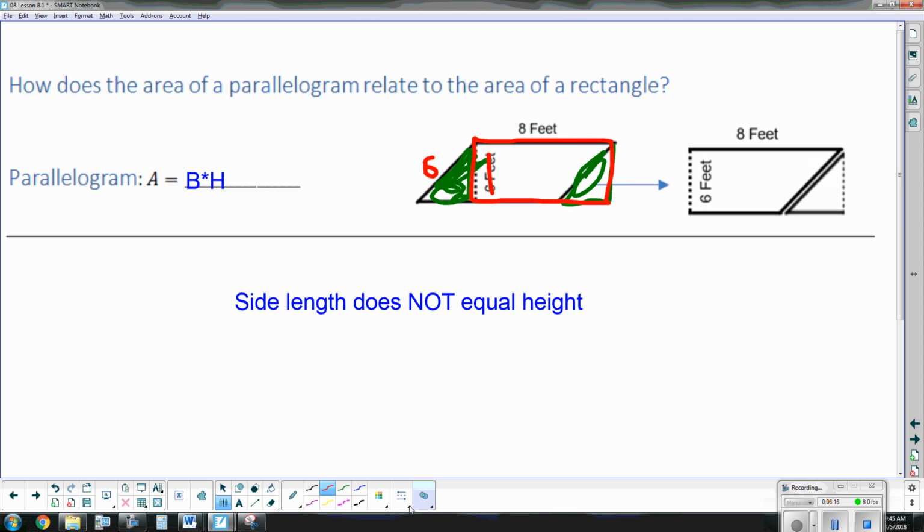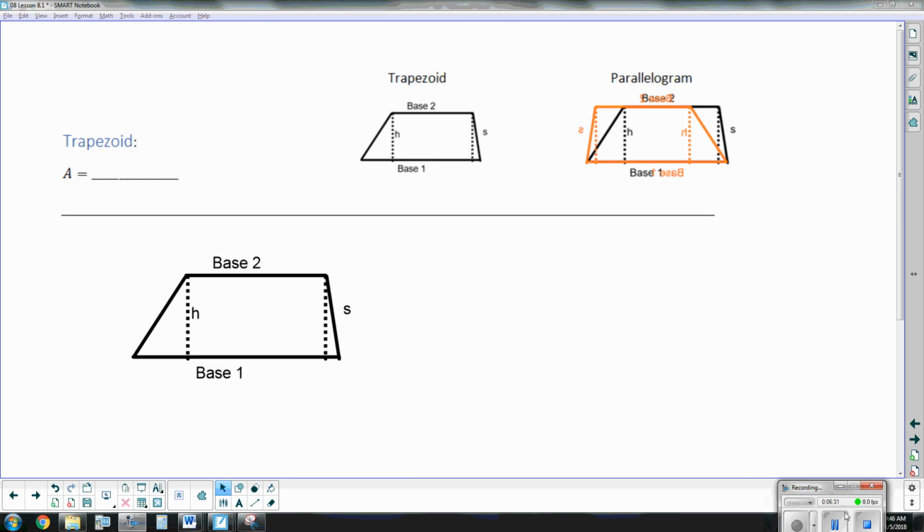But for your formula, you're using the height as what you're multiplying the base by in order to get the area, not the side length. So that's very important as you go through and work through some of your homework problems. All right, now next let's look at a trapezoid.